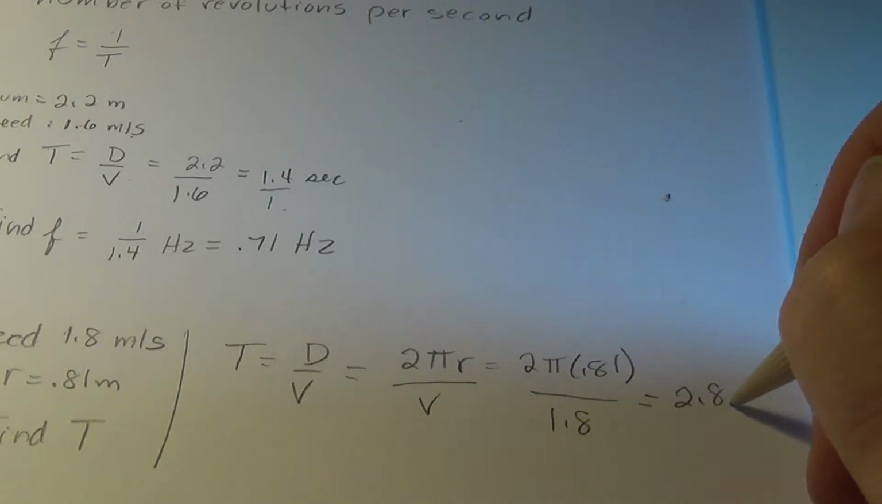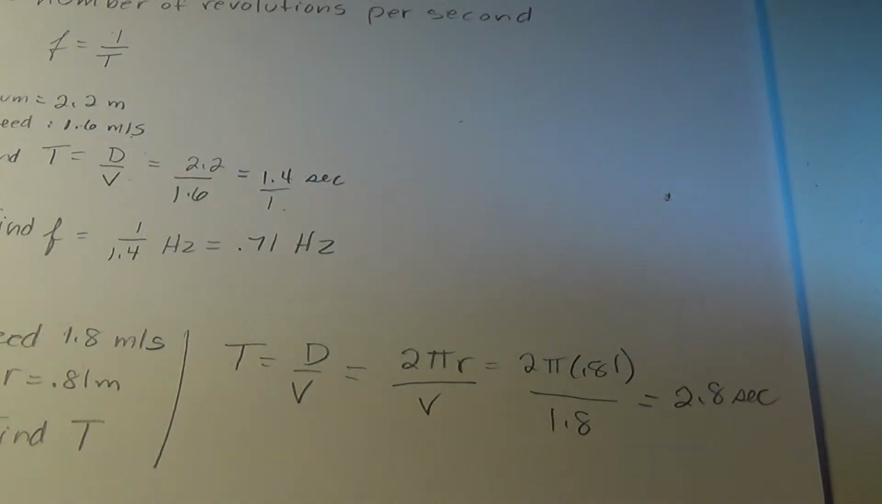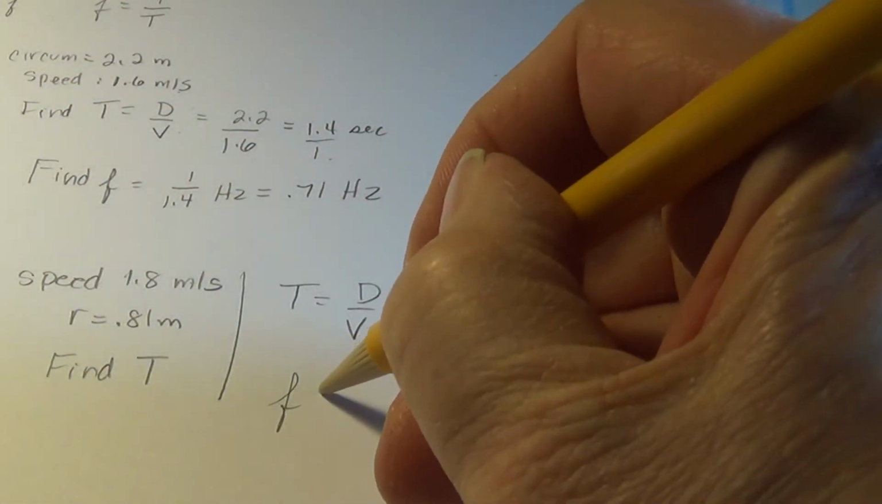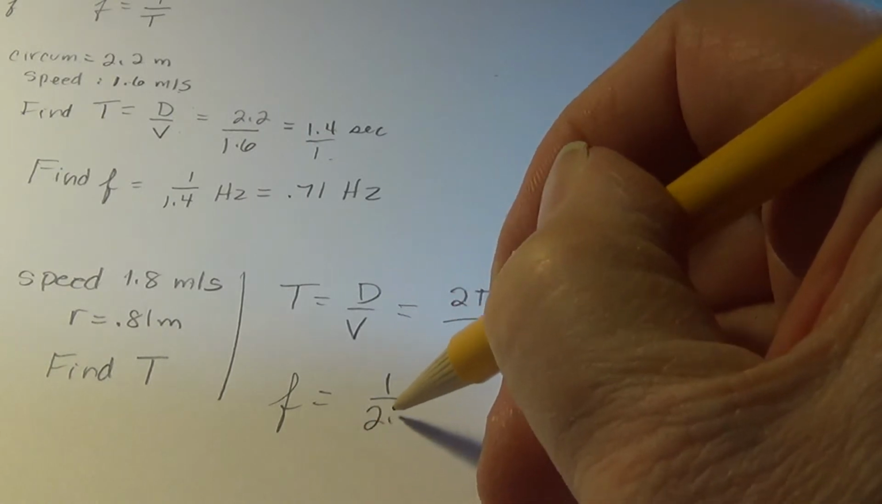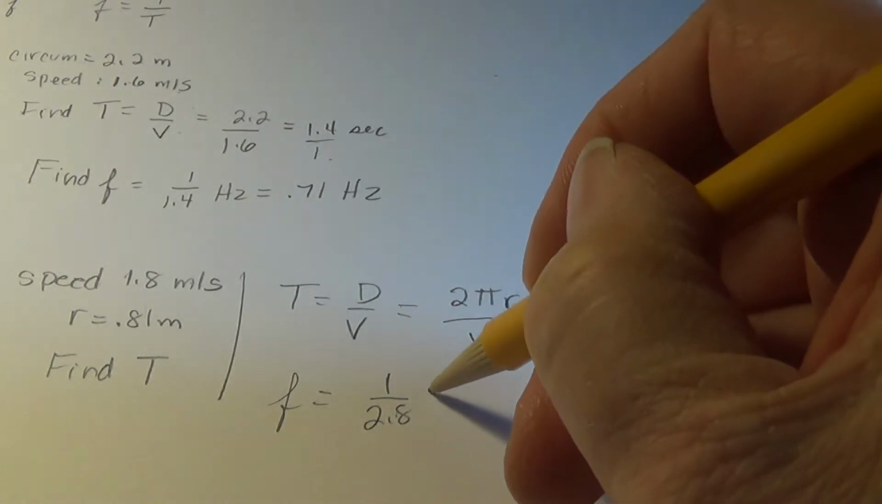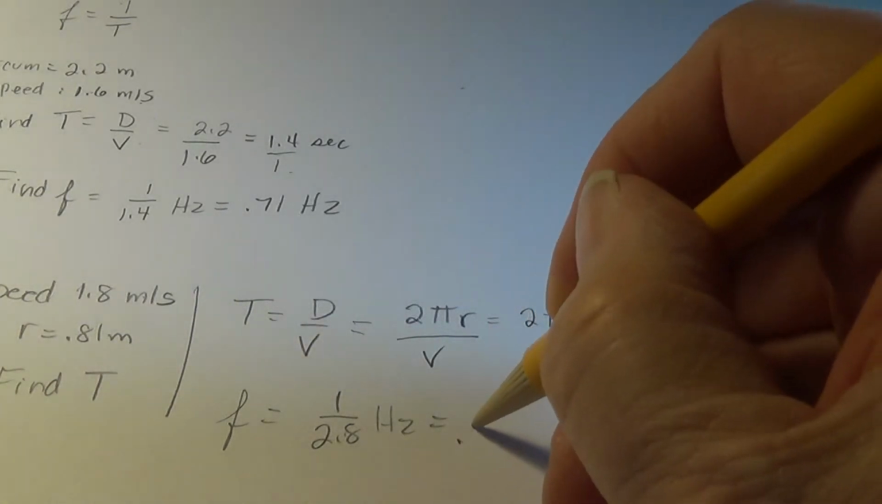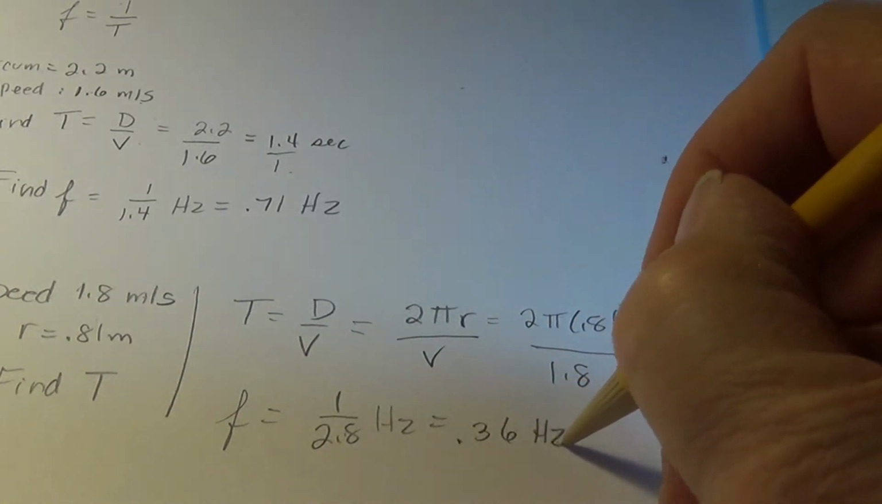Hopefully you did too. Alright, so shout out to all those who got 2.8 seconds. Now find the frequency. So it's going to be 1 over 2.8 seconds, and that will be in hertz. And when we tippy tap that, we get 0.36 hertz.